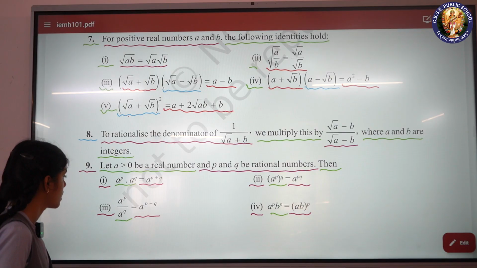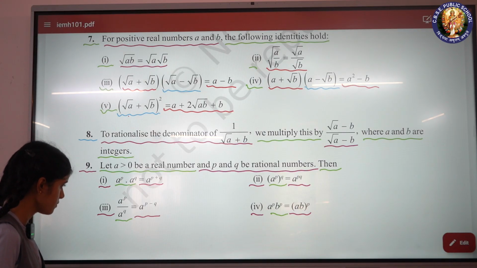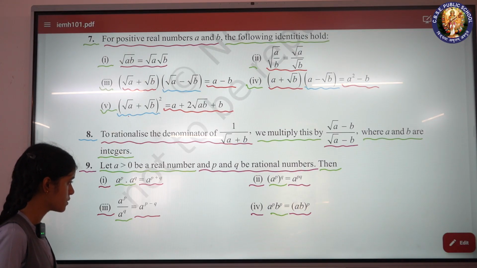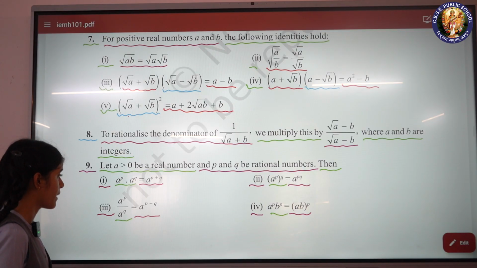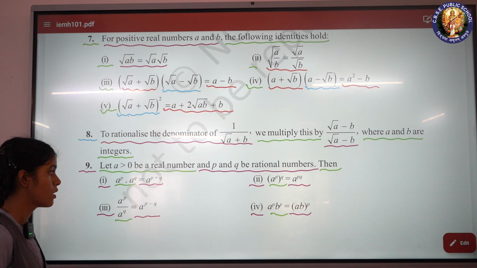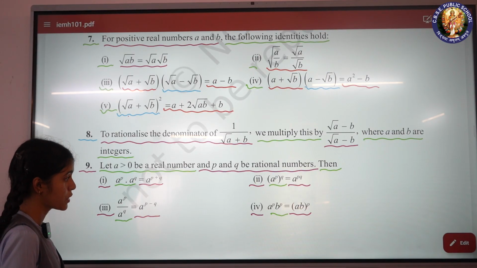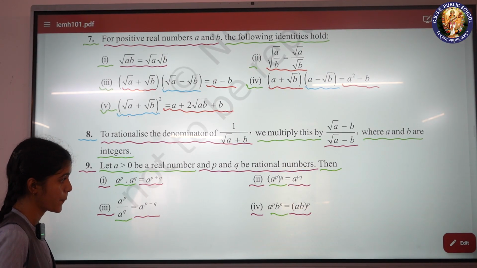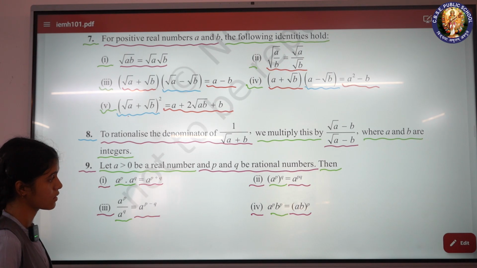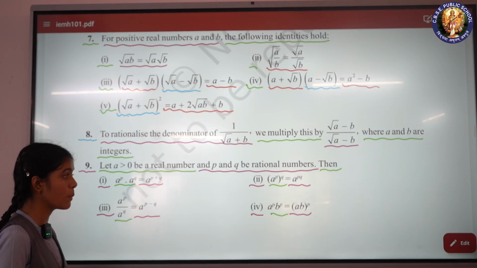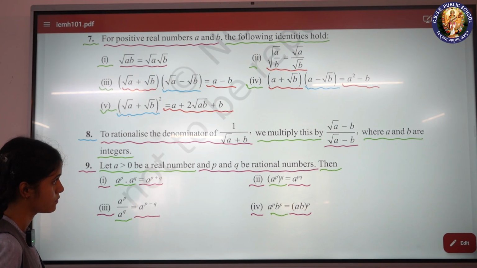Third, a to the power p by a to the power q is equal to a to the power p minus q. Fourth, a to the power p into b to the power p is equal to ab the whole power p.